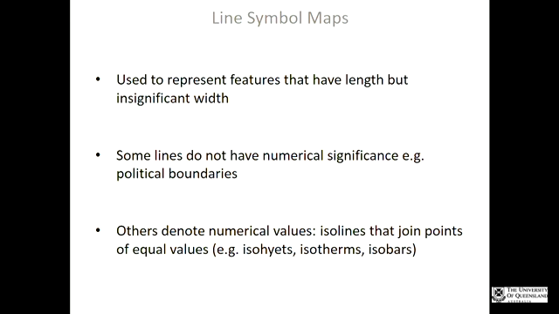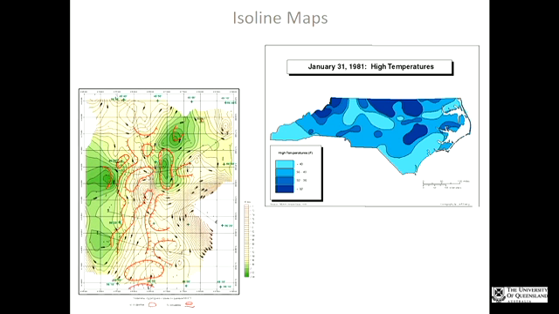But some do have numerical values. So things like isolines that represent areas of equal value, such as isobars and so on. So these are some examples of isoline maps. This is temperature, I think. Temperature here. So everywhere along each of these lines is the same temperature, and this is elevation. Okay. So these are just contours representing elevation. So another example of the way we can visualize elevation or temperature. So these are using these line symbols, okay.